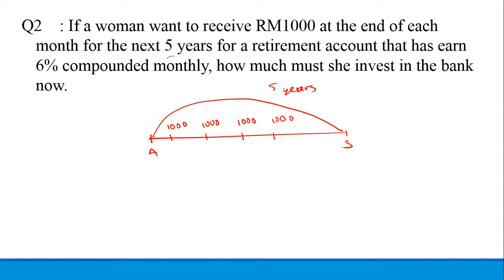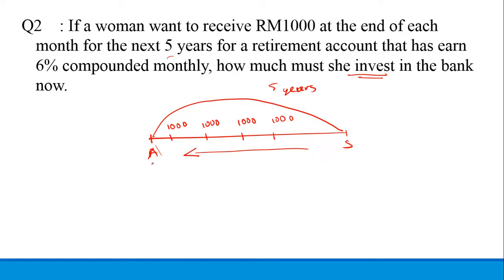However, for this case, this is an investment. She invests only one time. How much should she invest, where she will get the interest every month, 1,000, 1,000, 1,000? So she wants to know how much she should put in at the initial stage, so that every month she will get 1,000 interest for 5 years.